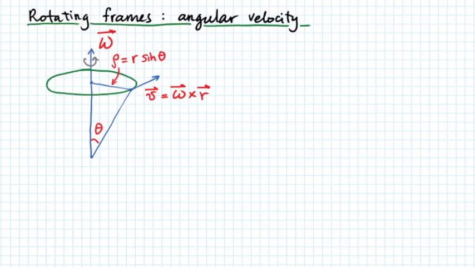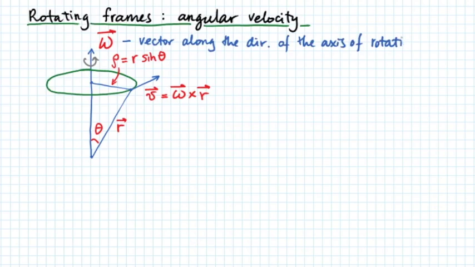Rotating frames. Consider an object whose position is given by vector r that rotates along some axis with angular velocity omega. We can define angular velocity as a vector along the direction of the axis of rotation. What are the consequences that now the angular velocity is a vector?